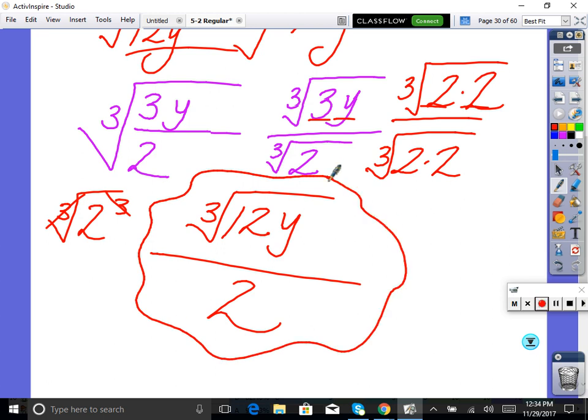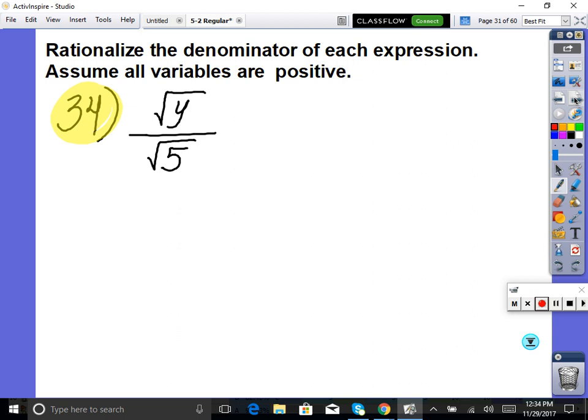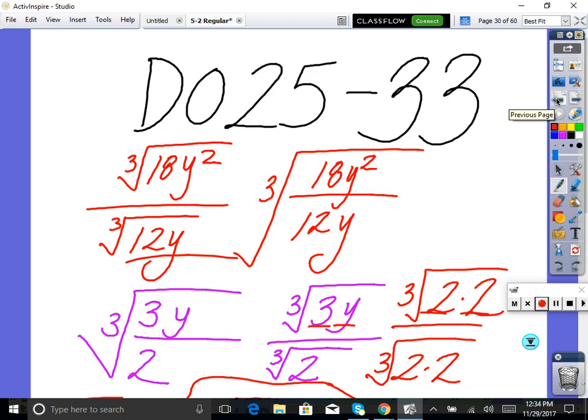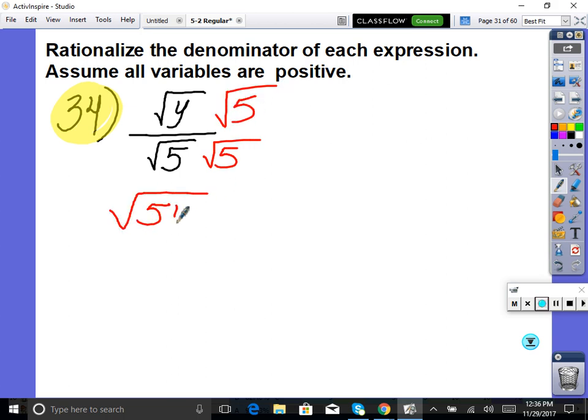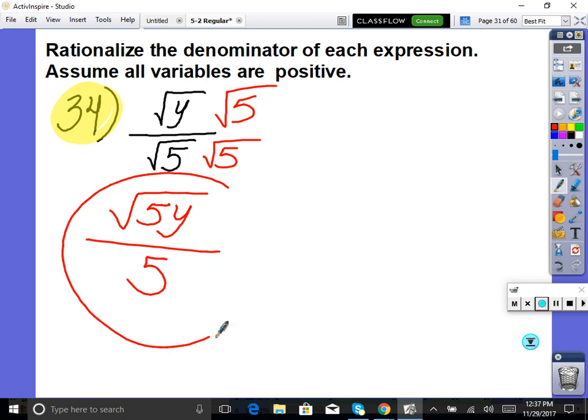Okay, do some in that section. 25 to 33. Do some rationalization. On 34, look at the problem. Does anything simplify even if we put it together? No, so we've got to say, that's my answer, it's just not acceptable. We're going to have to rationalize, right? Root 5. So on top, when we have root 5y, and on bottom we'll have a 5.